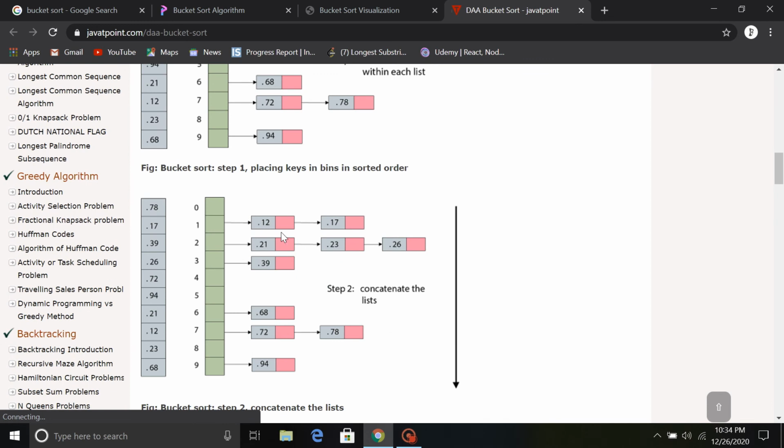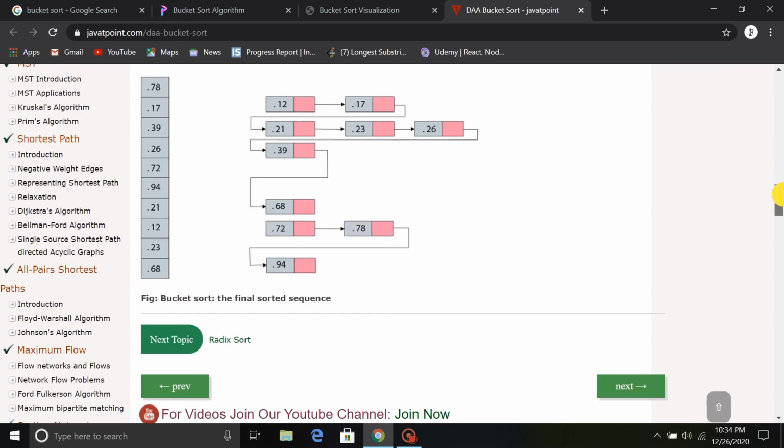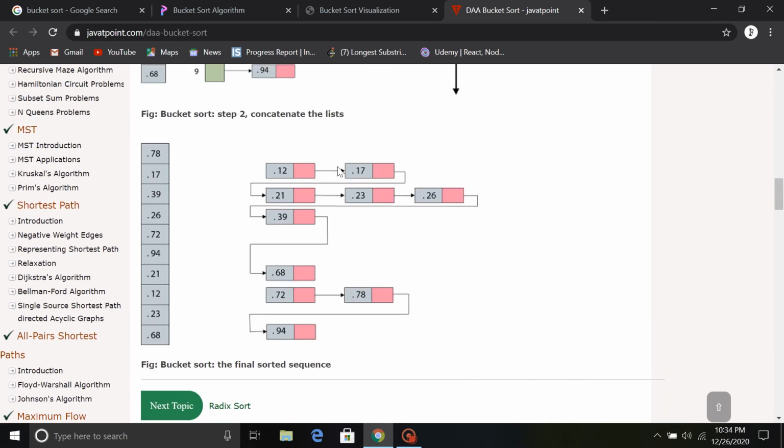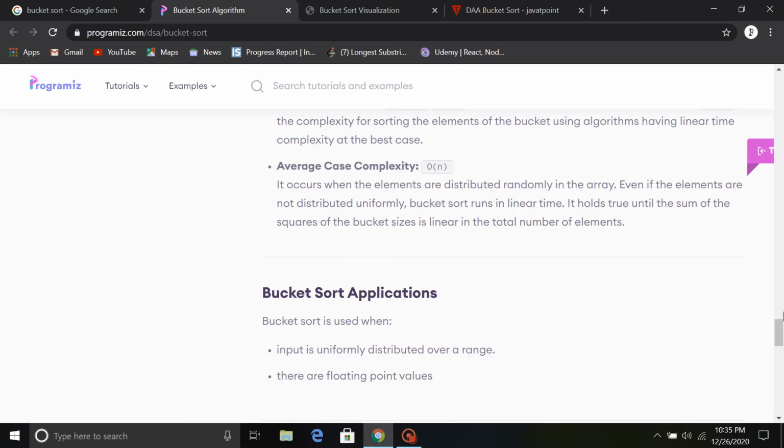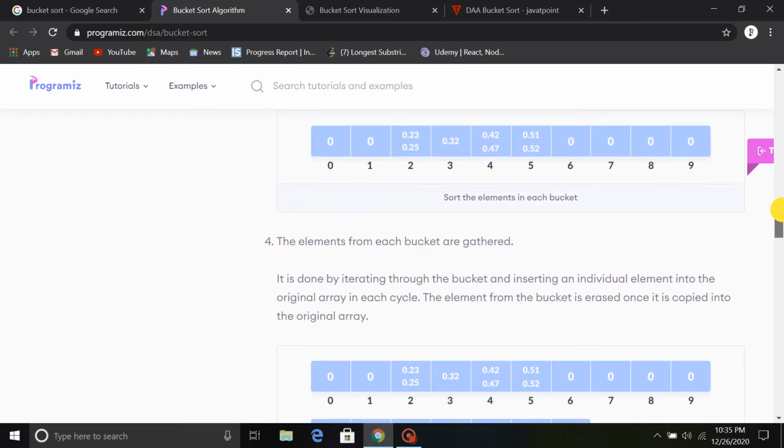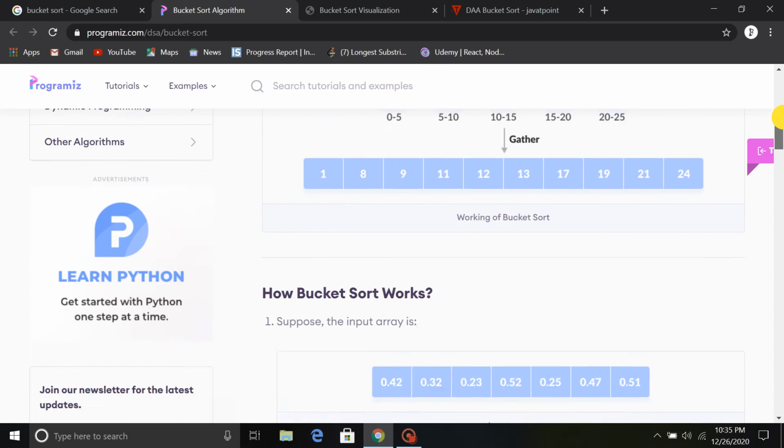You can see, after applying the insertion sort, the elements are at their right position, and after the concatenation of the lists, we get our sorted array, that is 0.12, 0.17, then 0.21. So you can see it here also.